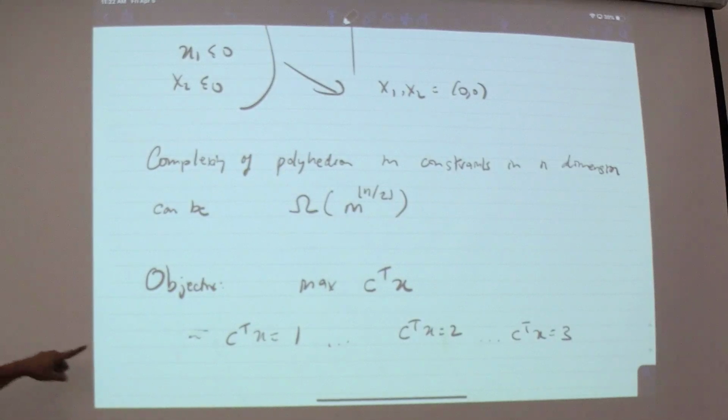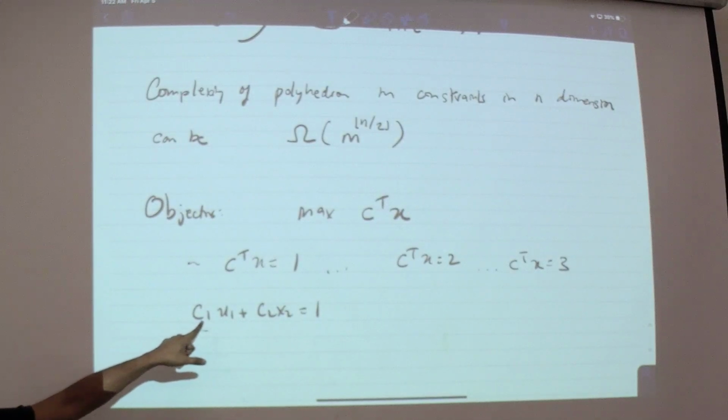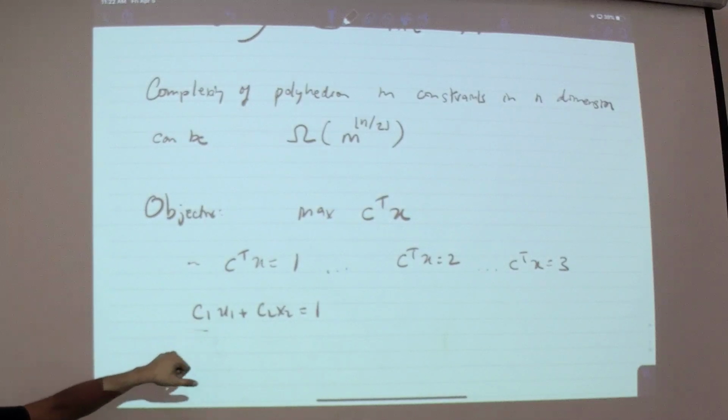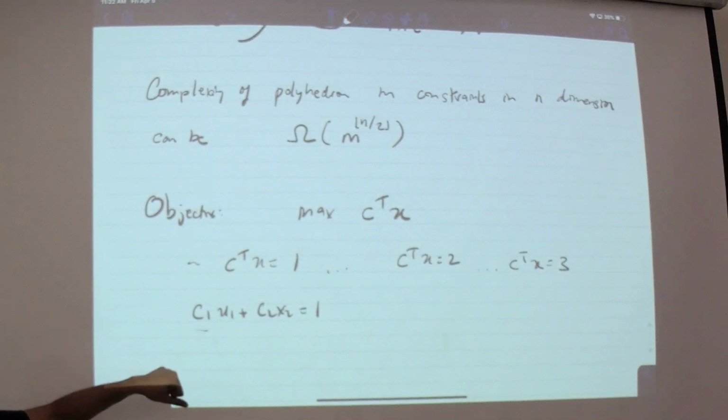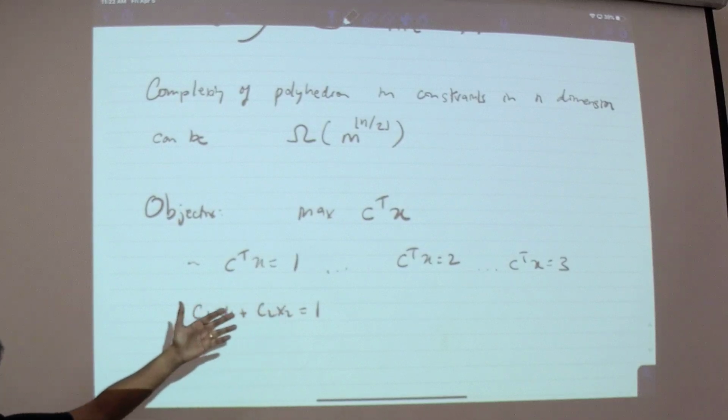The equation C transpose X equal to 1, in 2 dimensions, I can write as C1x1 plus C2x2 is equal to 1. What does this describe? Well, in 2 dimensions it's a line. It's a surface in 3D. There's a line in 2D. Sorry? Speak up. You can consider Z equal to C1x1 plus C2x2. But this is the equation of a line, right? In 2 dimensions, ax plus by equal to c.